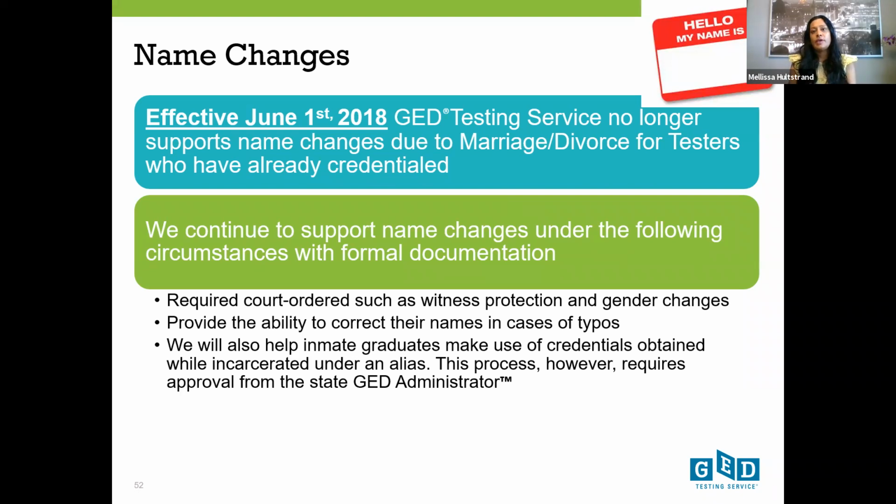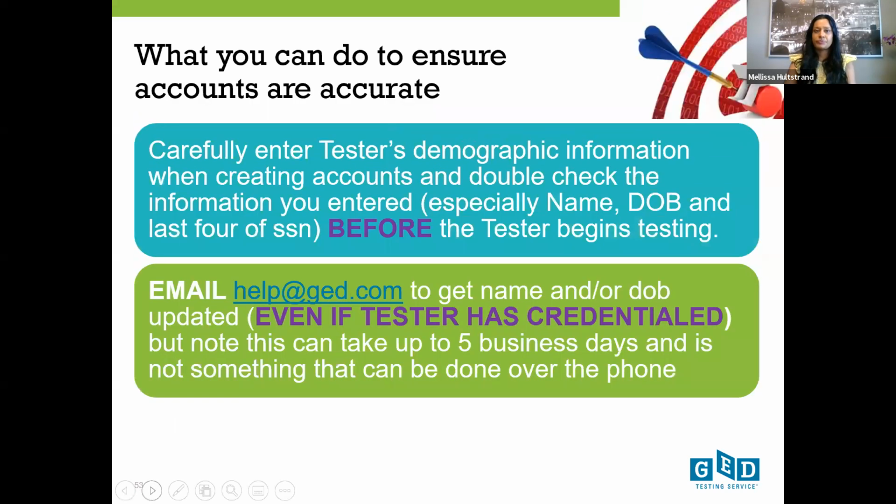We want to let you know that we continue to support name changes under the following circumstances with formal documentation. So if it's required court ordered, such as witness protection, gender changes, if somebody was testing under an alias, obviously if the name or date of birth was incorrect in the first place, we want to assist with correcting that. The key is that when you reach out to us, you need to provide us with formal documentation that shows us how the name and or date of birth should appear on the tester's account and on their credentials.